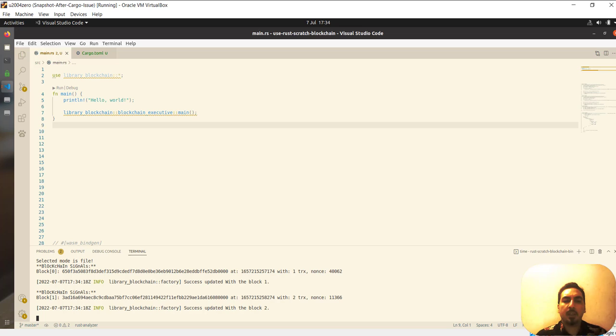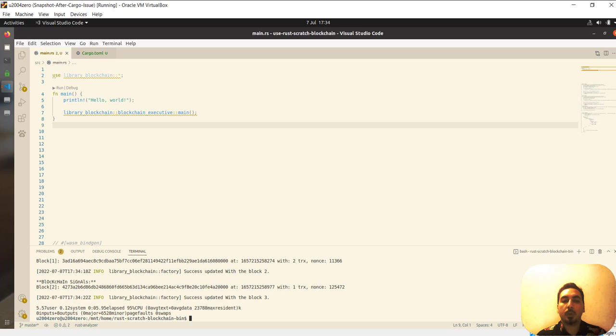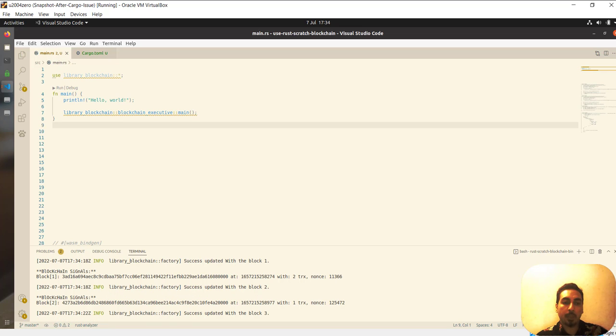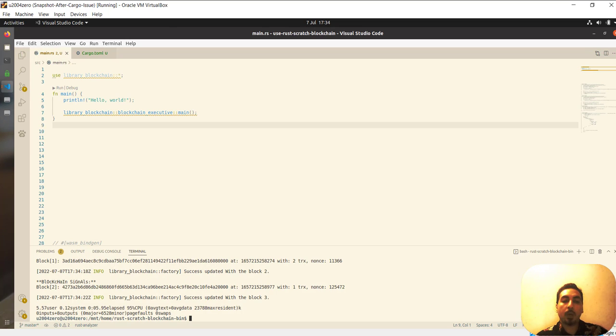Okay, it takes a little while to work. Okay, it's almost done, and as you can see, there are three blocks because in the JSON file we wrote three blocks and some transactions. For example, in the third block, I have one transaction, and in the second block, I have two transactions.